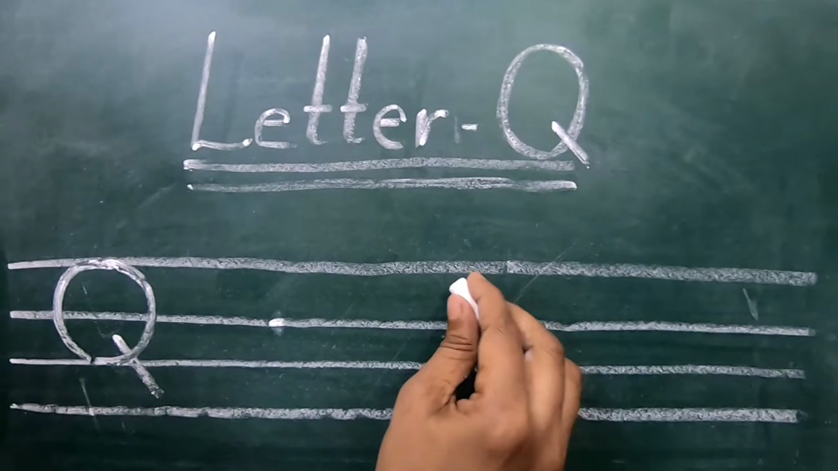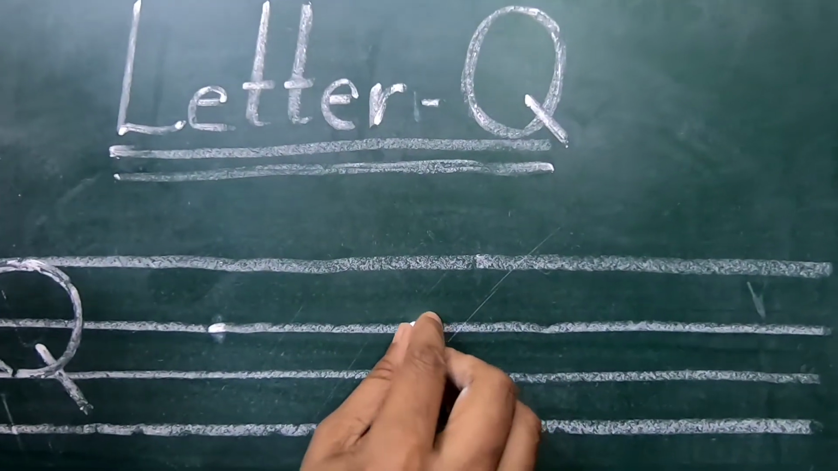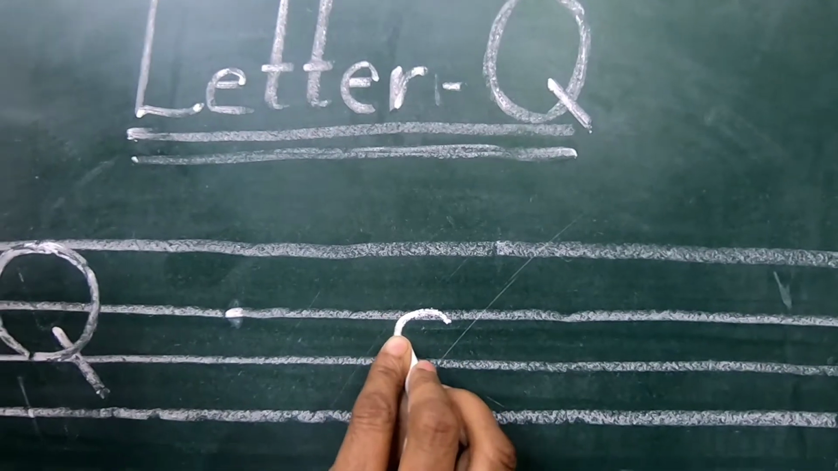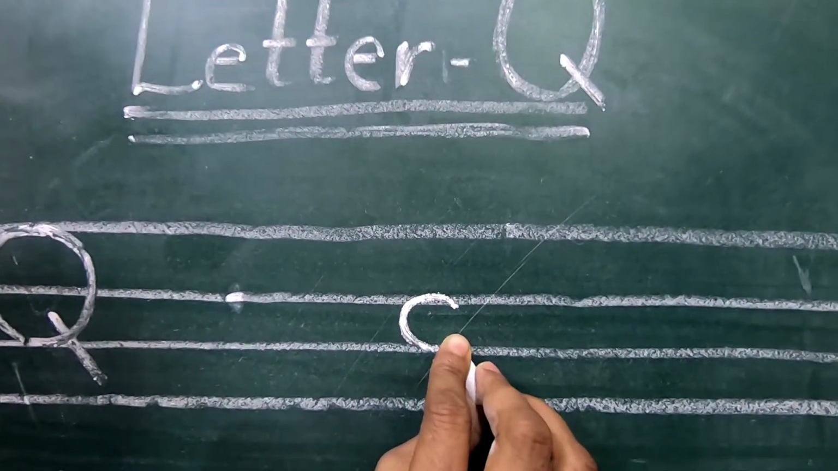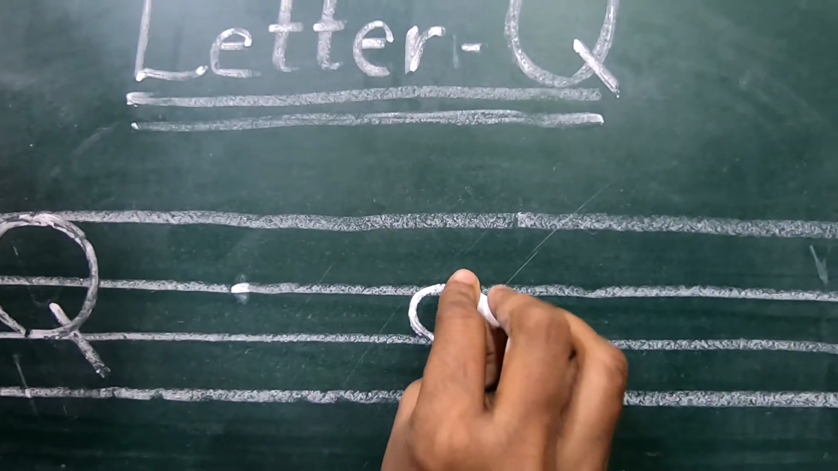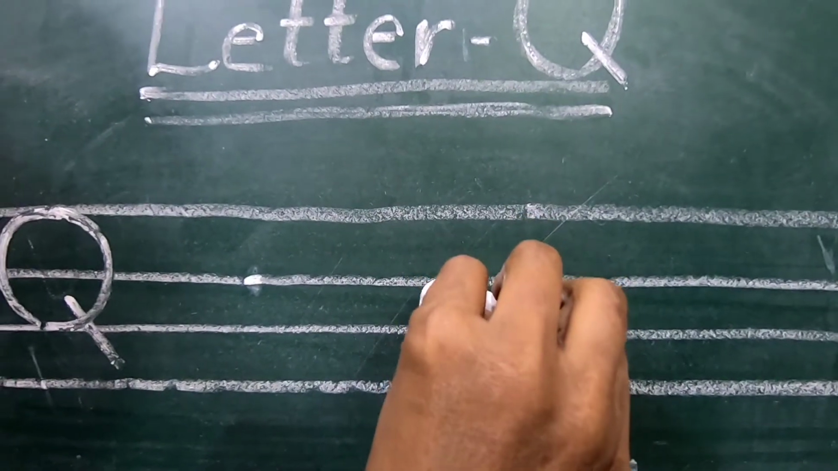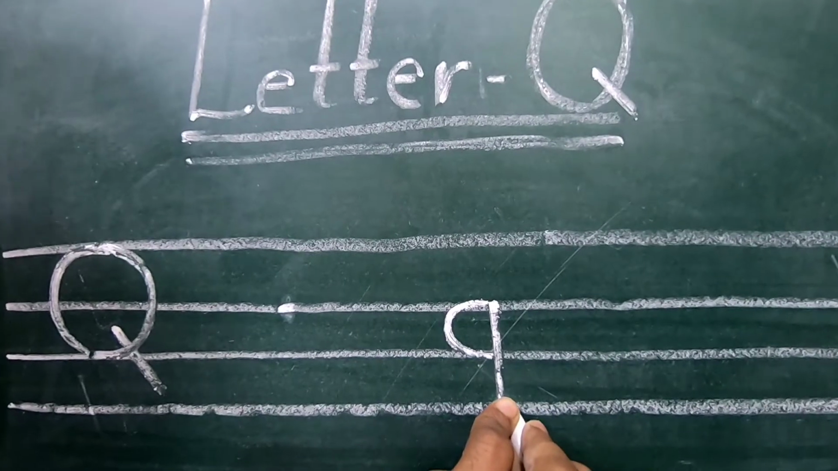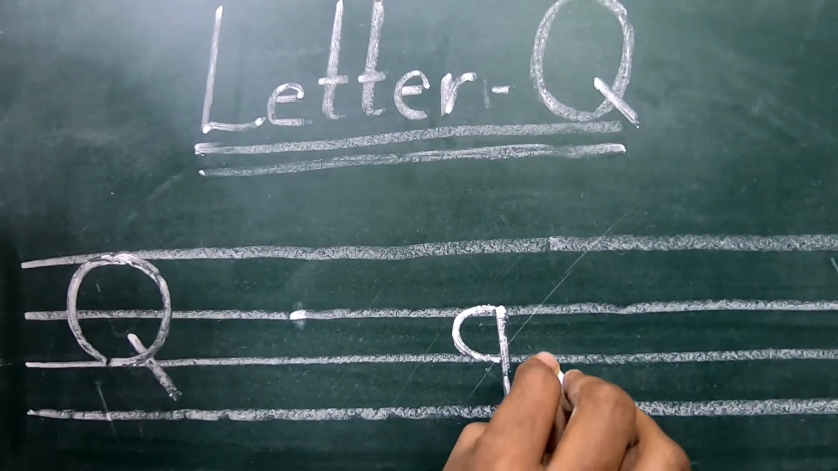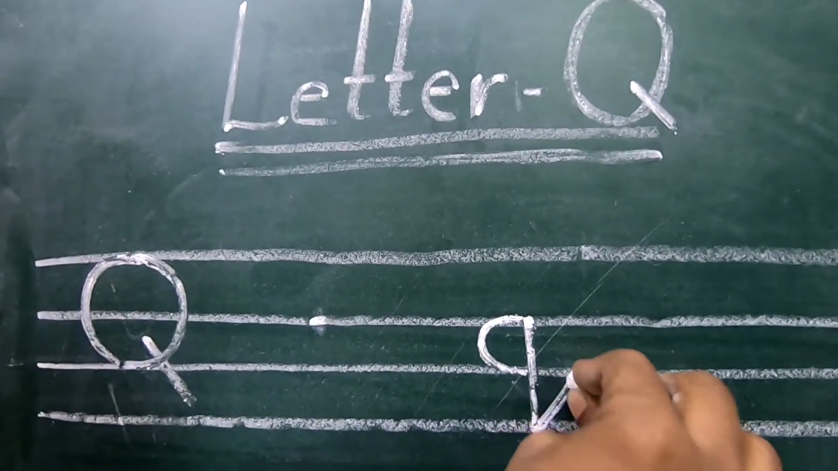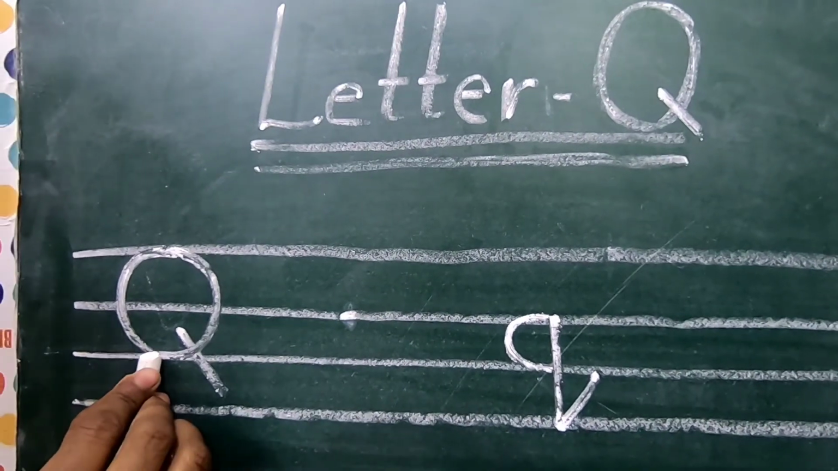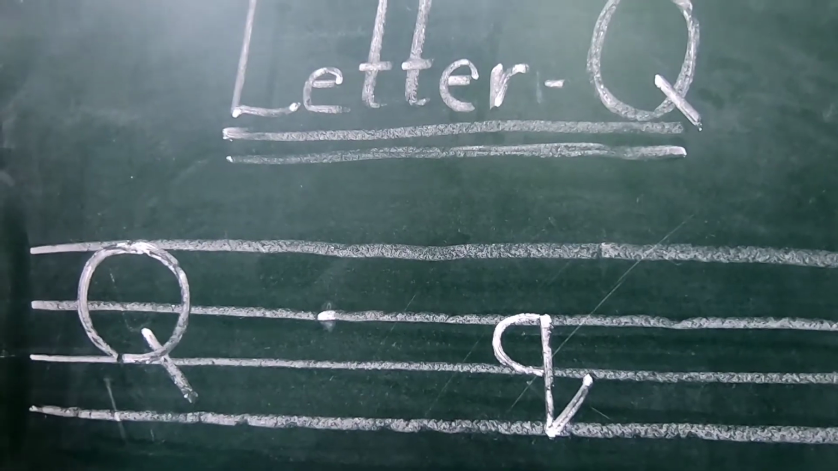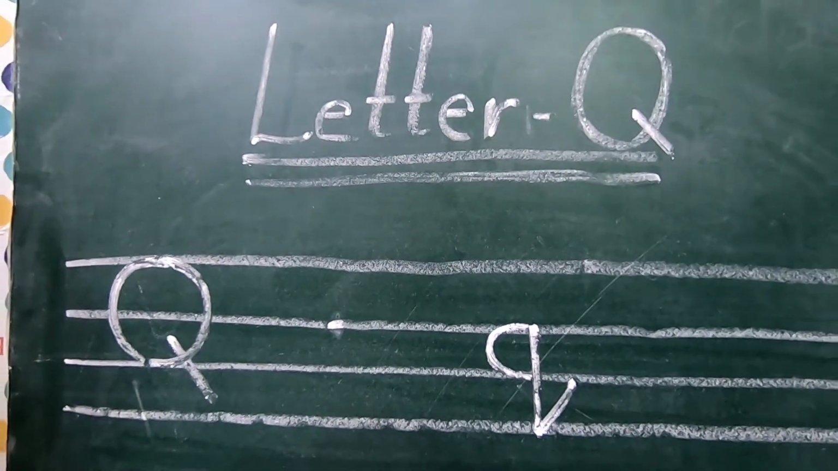Now small q. For small q we have to start from the waistline. Take a left curve in this way, go upward, stop, and then come down up to the tail line, and then take a forward slanting line up to the waistline. This is small q. So we will practice capital Q like this and small q like this. After this we will learn the phonic sound of letter Q.